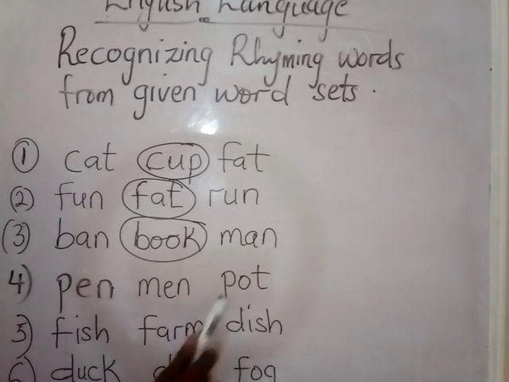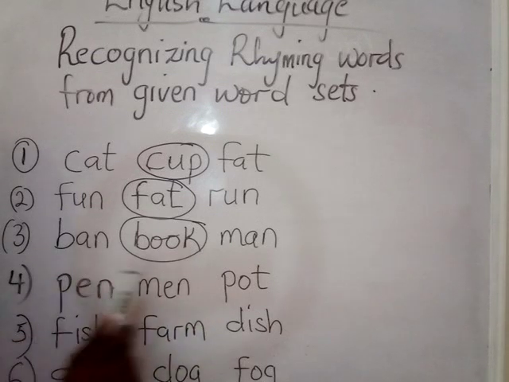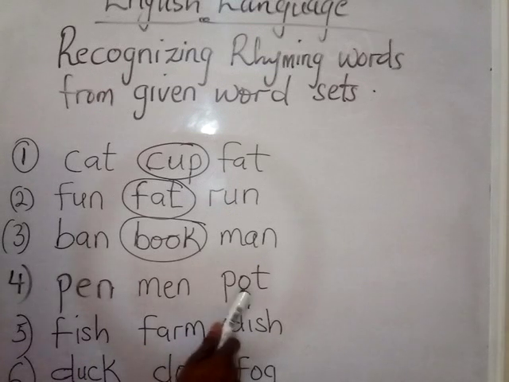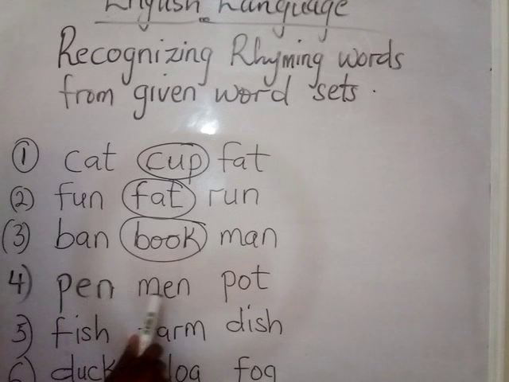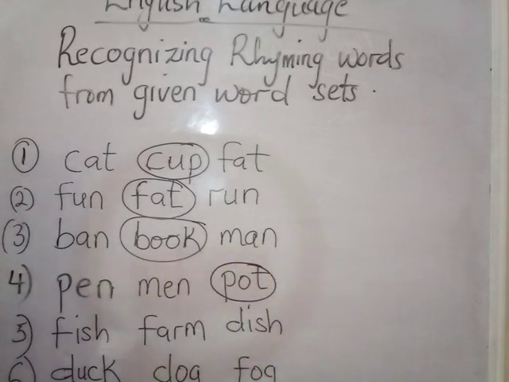Let's check. Here we have pot. P is the beginning sound, and it's the same as the beginning sound of pen, but we're not looking at the beginning sound. Now let's look at the last sound. It says "ot." Pen, men, pot. Which one sounds different at the end? It's "ot." So pot does not rhyme with the other two words in this list, pen and men. So we circle pot. It is the odd one out.